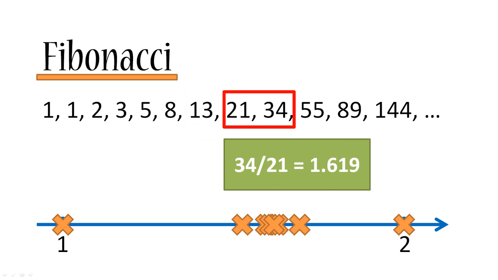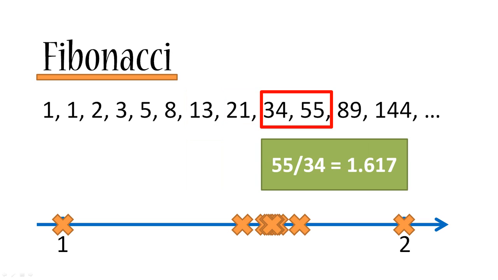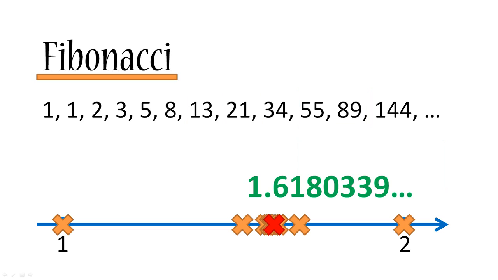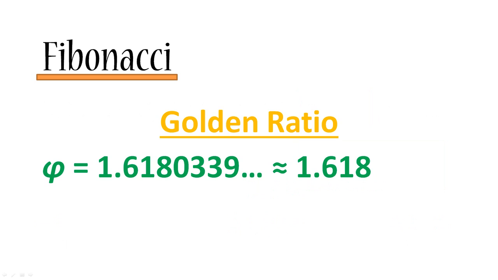The crosses are getting closer and closer to one specific certain number. And that number is 1.6180339, and so on. And this number is known as the golden ratio, which is usually represented by the Greek letter phi. Phi is equal to approximately 1.618.